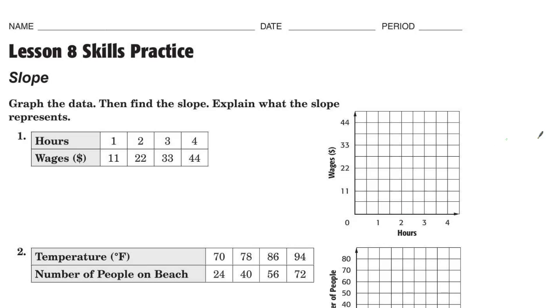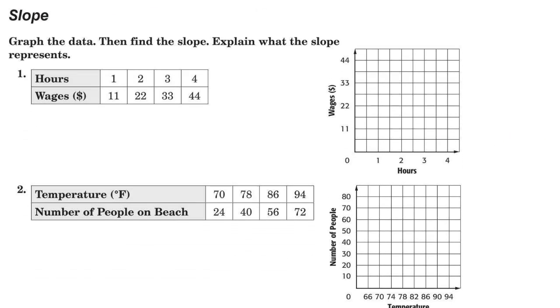So problem number 1, we're finding the slope, hours and wages. You can see they put hours at the bottom, wages. That makes sense. The hours control the wages. So let's go into our table and just quickly label that as X and Y. Here's the X. There's the Y.